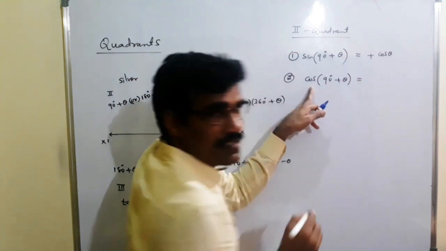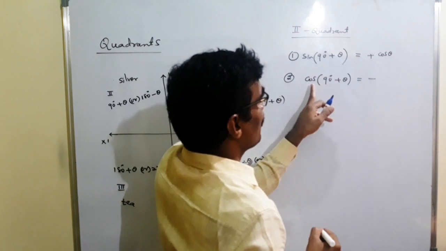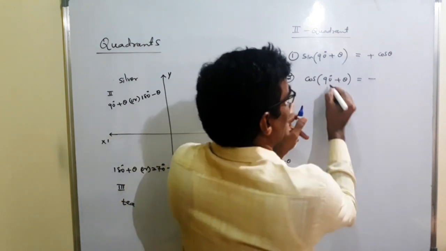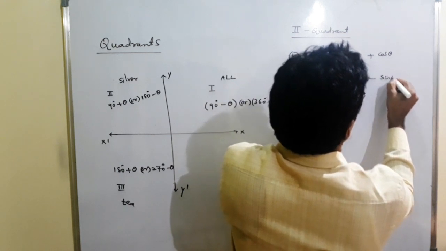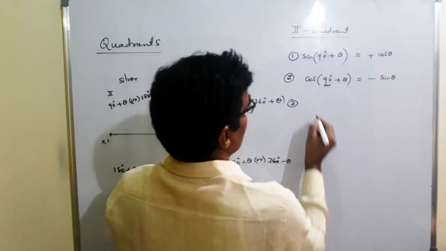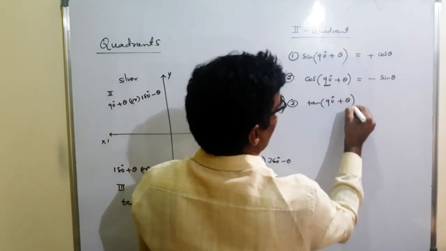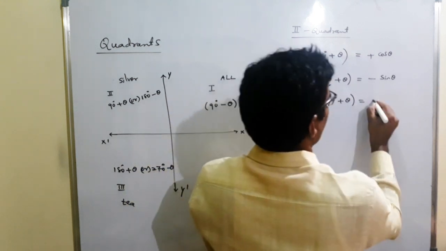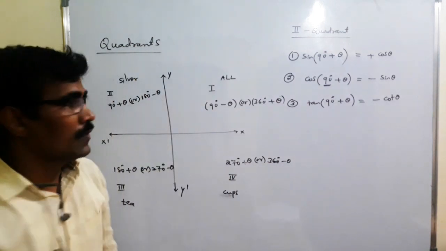Second one is cos of 90 plus theta. Here cos is negative in the second quadrant, so minus. Here 90 is there, that's why cos becomes sin theta. So minus sin theta. Third one is tan of 90 degrees plus theta, which is also negative, minus cot theta.